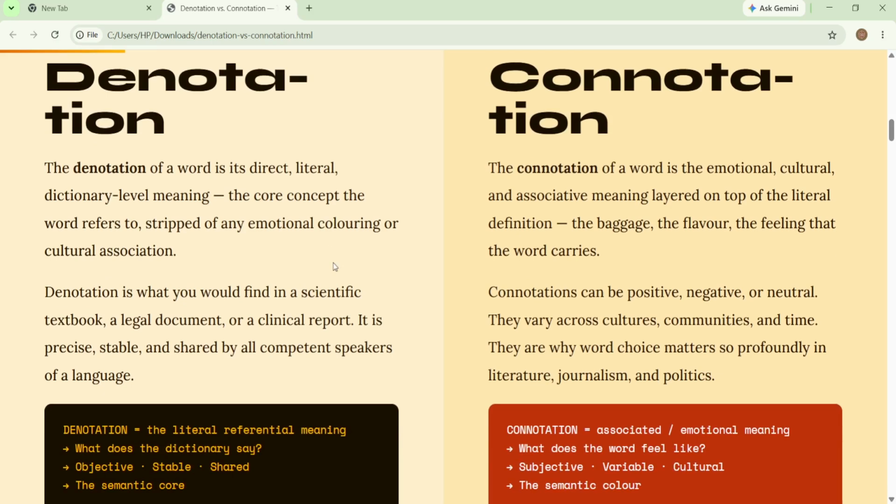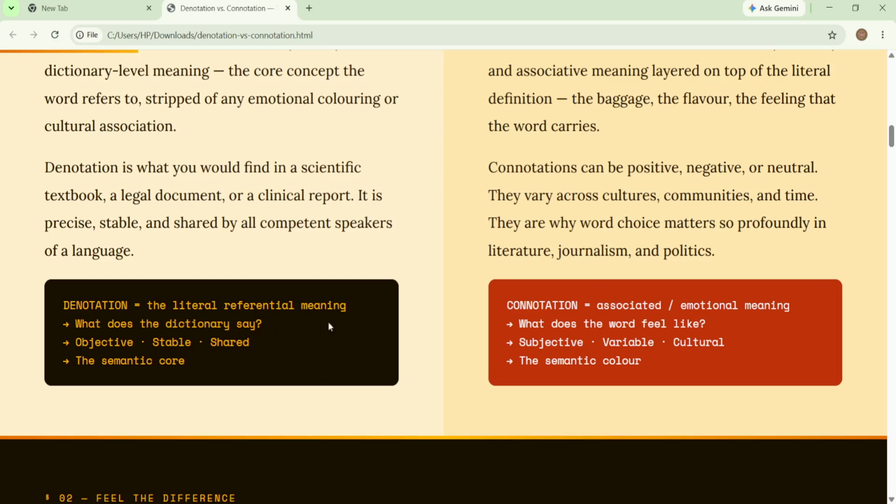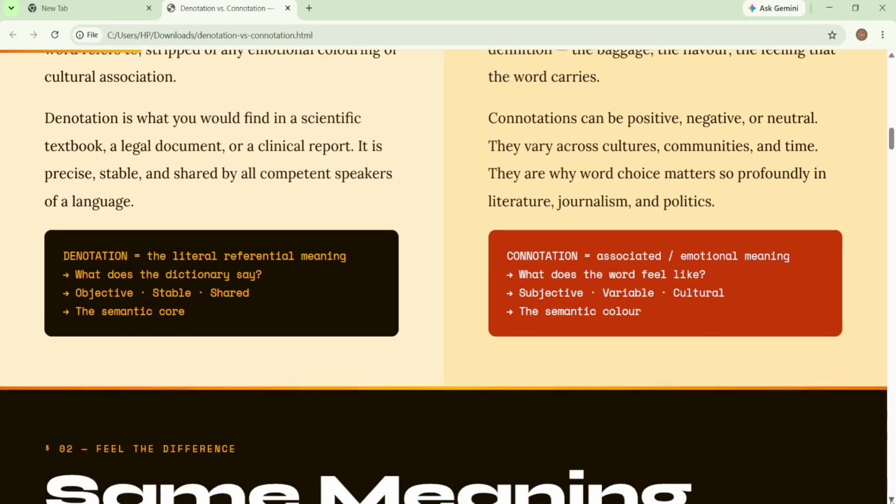So simply put, denotation is just the dictionary meaning of the word, what this word means, but connotation is the associative meaning with the word. So denotation is the literal, referential meaning. What does the dictionary say? Objective, stable, shared, the semantic core. Whereas connotation is the associative, emotional meaning. What does the word feel like? Subjective, variable, cultural, the semantic color of the word.